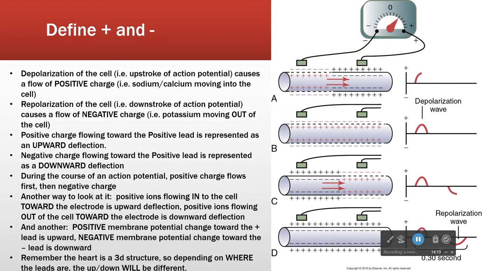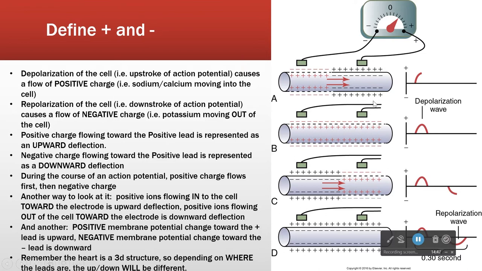Okay, so first off, if we're going to talk about electricity, we got to talk about pluses and minuses. And in the EKG, this becomes a little more challenging because the heart is a three-dimensional structure, but electricity is a one-dimensional phenomenon, right? In other words, we can measure positive or negative. That's it. That's all we get in electricity. So we have to talk a little about what our meters are showing.